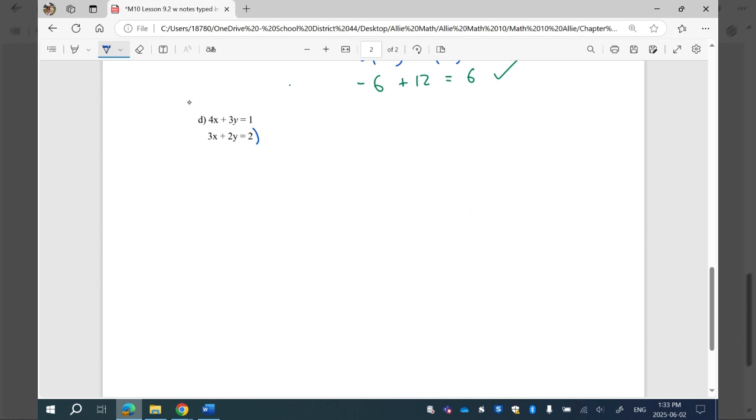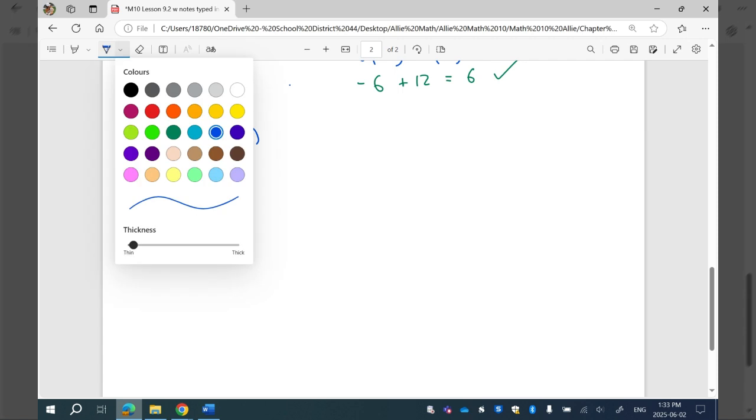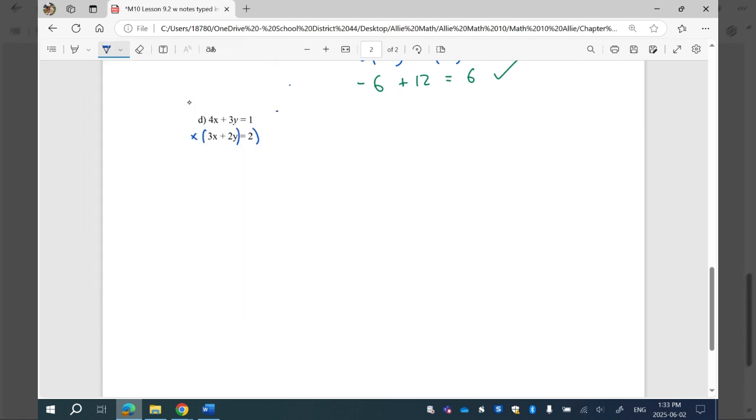So let's go to 6, I guess, to change this 2 into a 6. I'm going to multiply this whole thing by 3. Each side by 3, let's say. So multiply this by 3 and multiply this by 3. And I need to multiply the top by 2. So multiply this whole side by 2 and multiply this side by 2. So what we get from that is we'll have 8x plus 6y equals 2. And then we'll have 9x plus 6y equals 6.